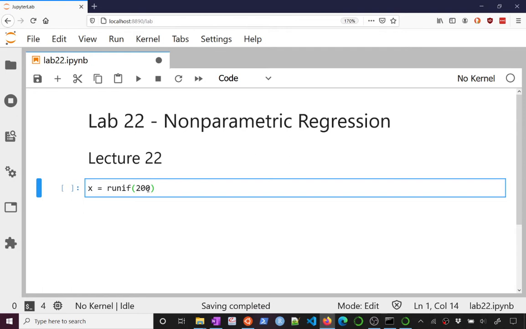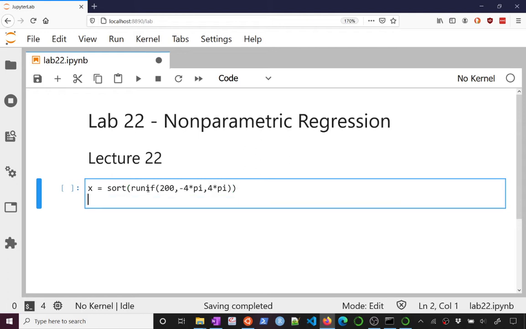So let's maybe generate 200 points. Maybe we'll do some kind of sinusoidal thing. So let's say negative 4 pi to 4 pi. And I'm going to sort these just for the ease of plotting them. And so those are the x's. And then y, we'll just have sine x plus, I don't know, maybe some Gaussian noise.